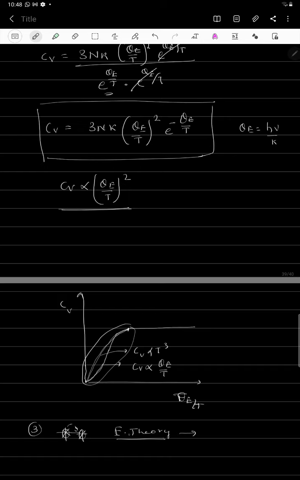This deficiency is recovered by the scientist Debye. How he proved that, how he performed that experiment, and how he explained, we will see all these things in the next class. Thank you.